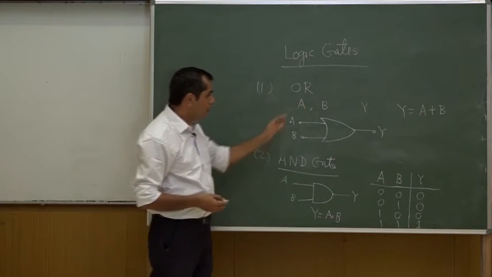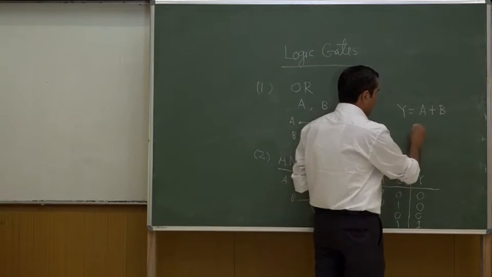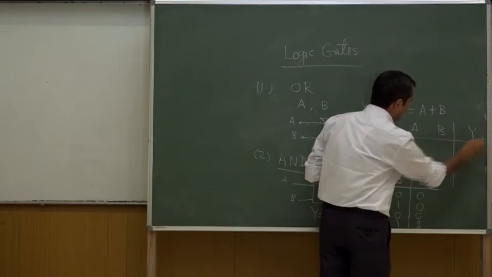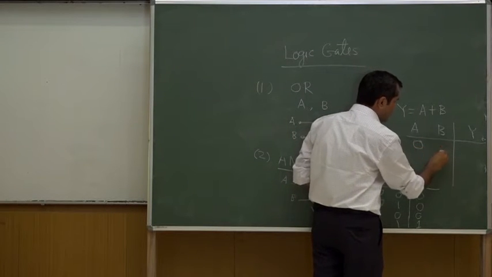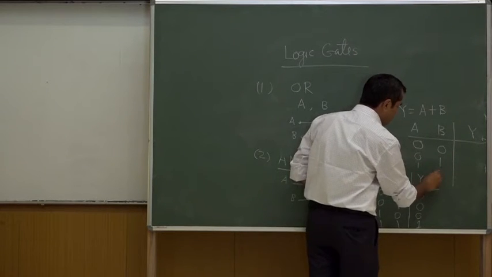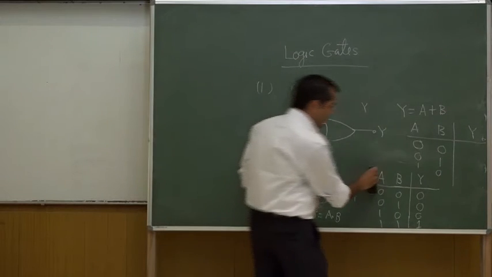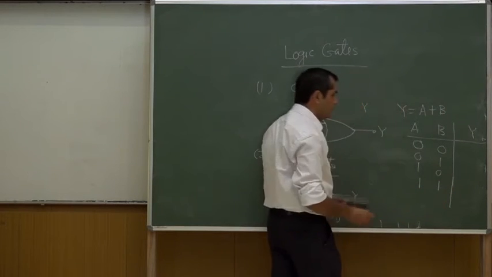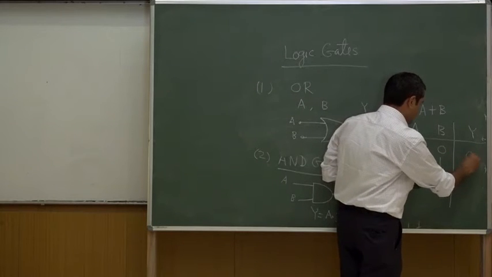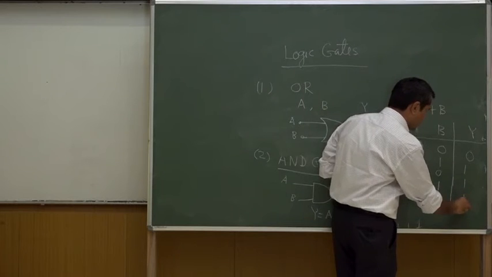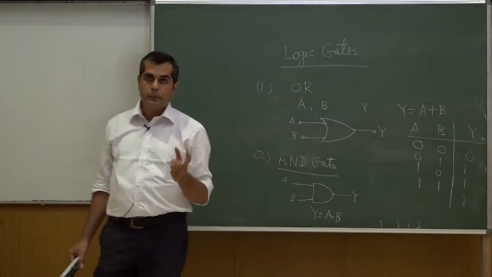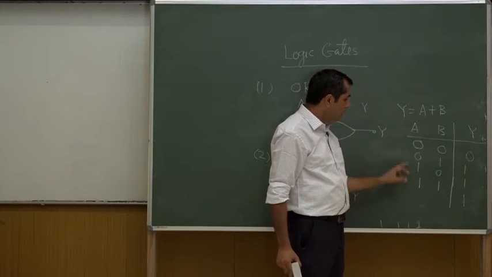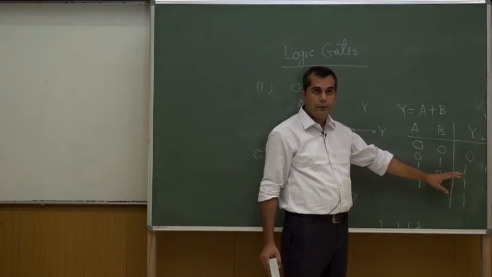Okay. And the truth table for this OR gate is: A, B are the inputs, Y is the output. The combinations of the inputs are 0 0, 0 1, 1 0 and 1 1. These are the 4 possible combinations with 2 variables. So the output is going to be 0, 1, 1 and 1. Please notice here that only when both inputs are 0 do we get 0 as the output. If any of the inputs is 1, then our output is 1.